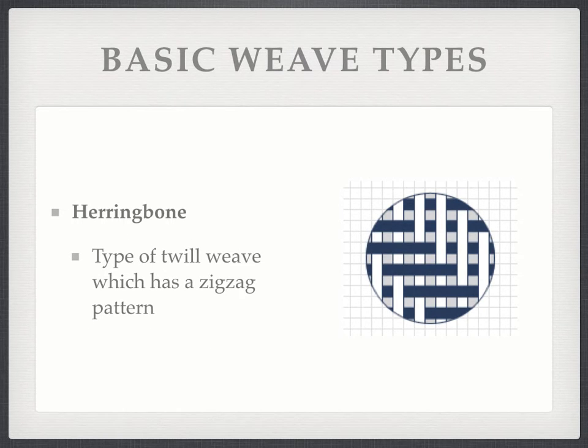And then the herringbone weave is a type of twill weave which creates a zigzag pattern. So that's how it's most recognizable, but the same characteristics of a twill weave.